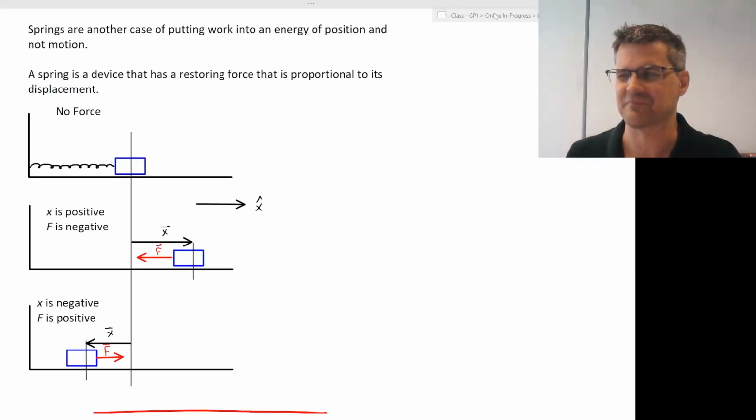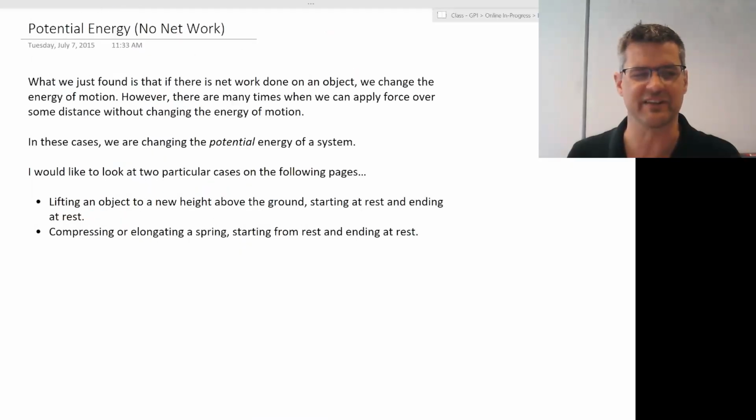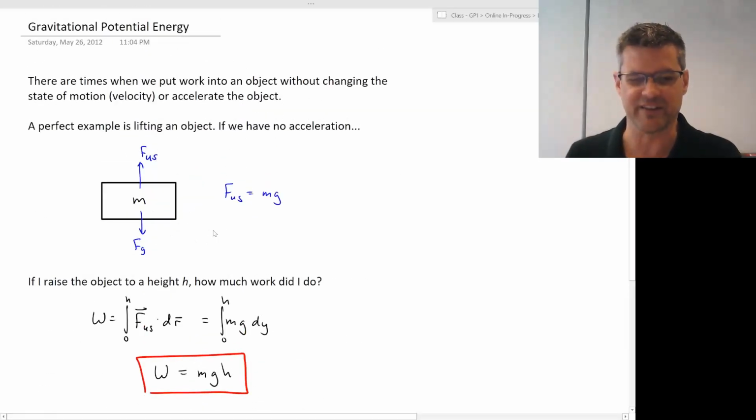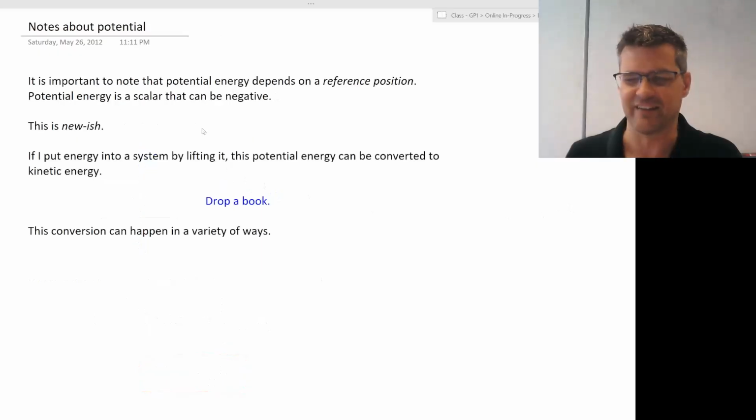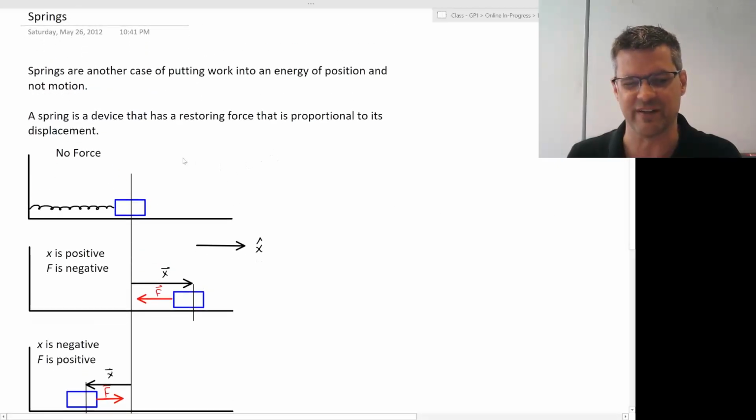So going back just a little bit, for gravitational potential energy, this is what I was talking about. Here, what we're doing is applying force over a distance, okay? These are the notes that I was talking about. I apologize for that. I'll try not to do that regularly here. But I'm wanting to look at the case of springs right now.